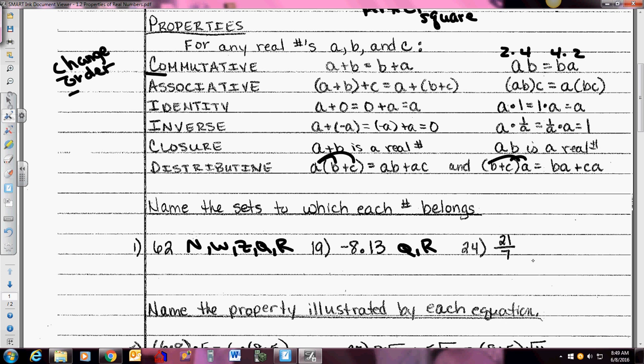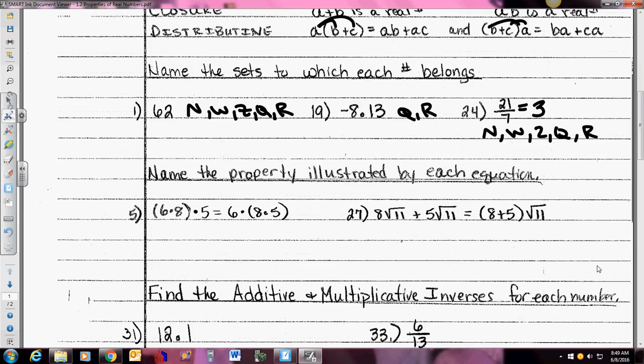21 over 7. Whenever you do these problems, you want to reduce or simplify as much as possible first, and then you can decide what that number is. So I understand 21 over 7 looks like a fraction, but let's go ahead and say what it is before we determine whether it's natural, whole, or whatever. So what is 21 over 7? That's 3, right? So let's start with N. Is 3 natural? Yes, right? It's a counting number, so it's automatically what else? W, Z, Q, and all of them for now are real. If you're confused, pause, write some notes on the side, ask me a question. Let's go ahead and move on.